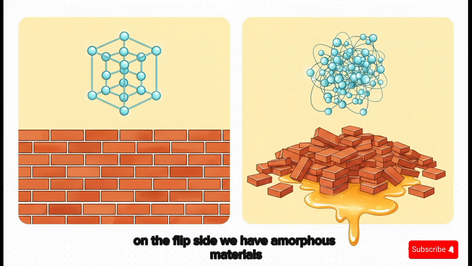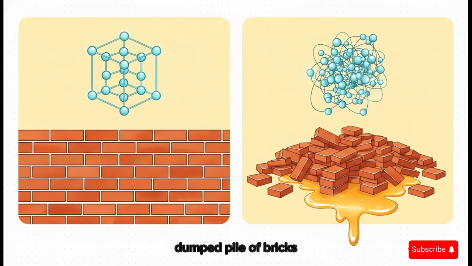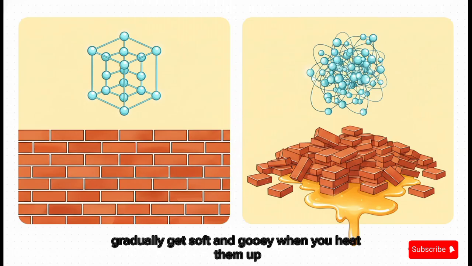But then on the flip side, we have amorphous materials. Amorphous literally translates to without shape. Picture a completely chaotic, dumped pile of bricks. The atoms here are just randomly arranged, with only short-range local connections. Because these bonds vary so widely, there's no sharp melting point. They just kind of gradually get soft and gooey when you heat them up.